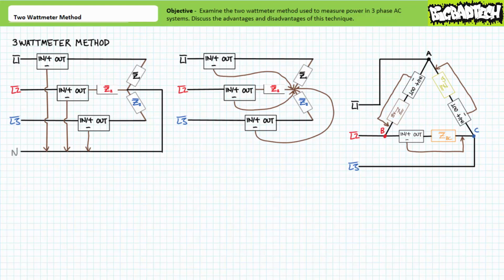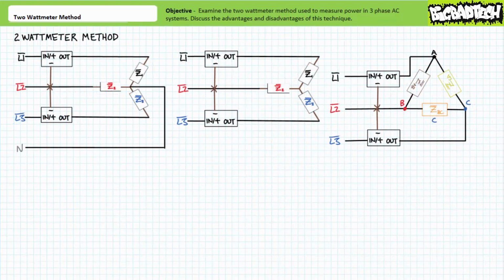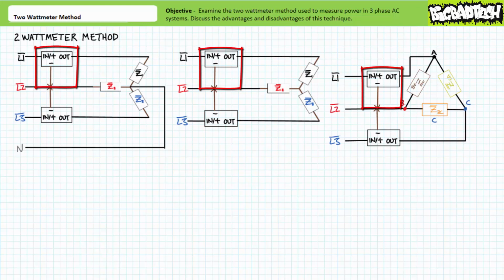Indeed there is. This is known as the 2 wattmeter method, and like the previous methods we've discussed, it too has its advantages and associated disadvantages. The 2 wattmeter method makes use of 2 wattmeters, big surprise, configured in the following fashion. Note wattmeter 1 is measuring the line-to-line voltage from L1 with respect to L2, and line current in line 1. Wattmeter 2, however, is doing something interesting.